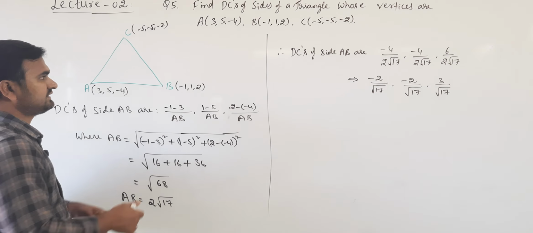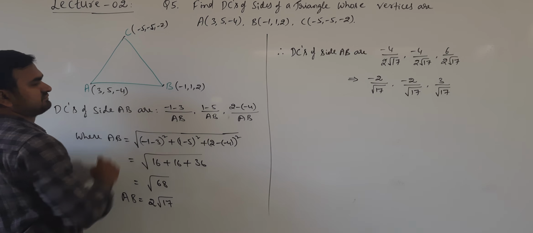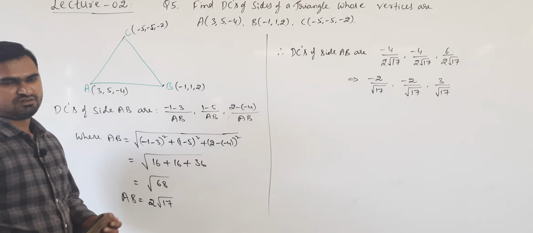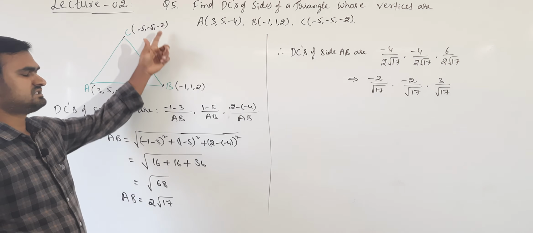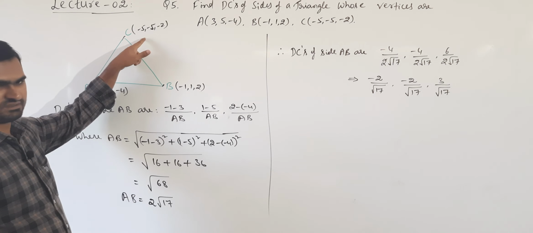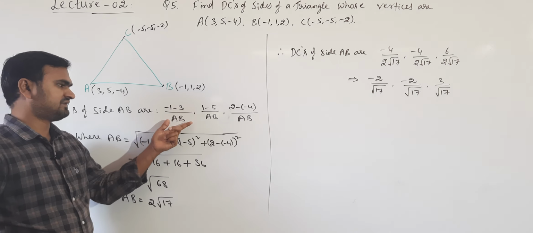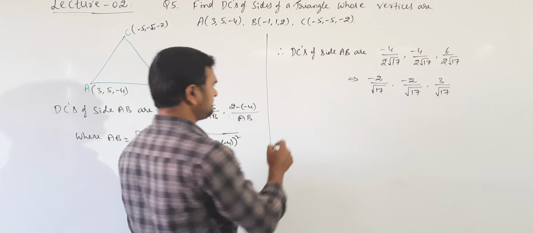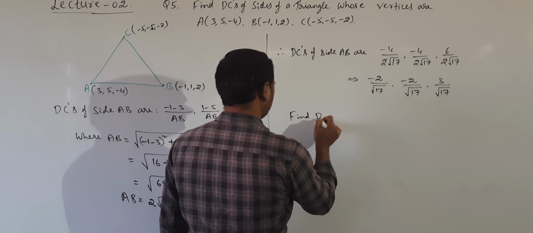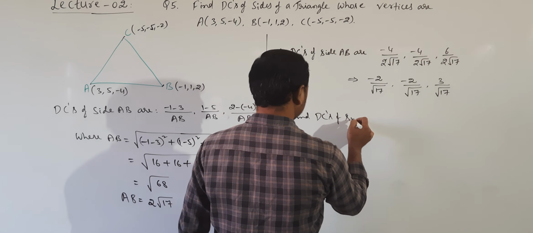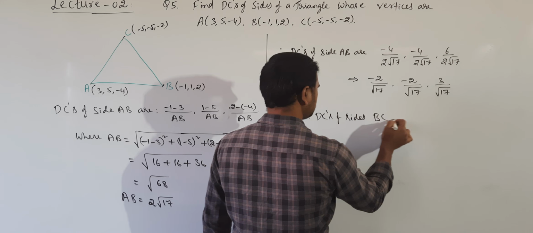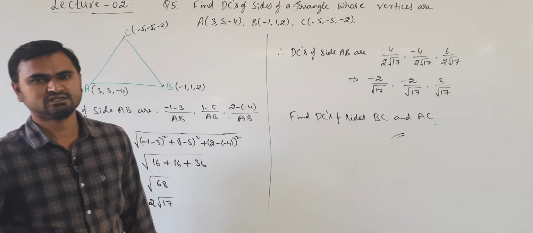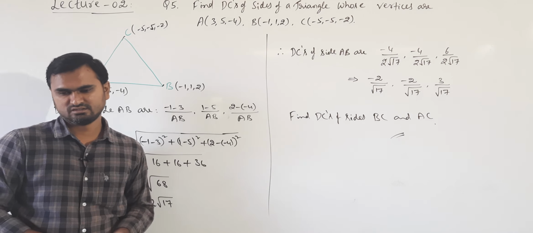Similarly, you can find DCs of side BC. How to find DCs of side BC? Again apply the same concept. First we take x2 minus x1, y2 minus y1, z2 minus z1 and find the distance BC. Take the DRs, divide by the distance between the points, then we will get DCs. So similarly find DCs of sides BC and AC. You can solve it in the same way. Understand? Right.